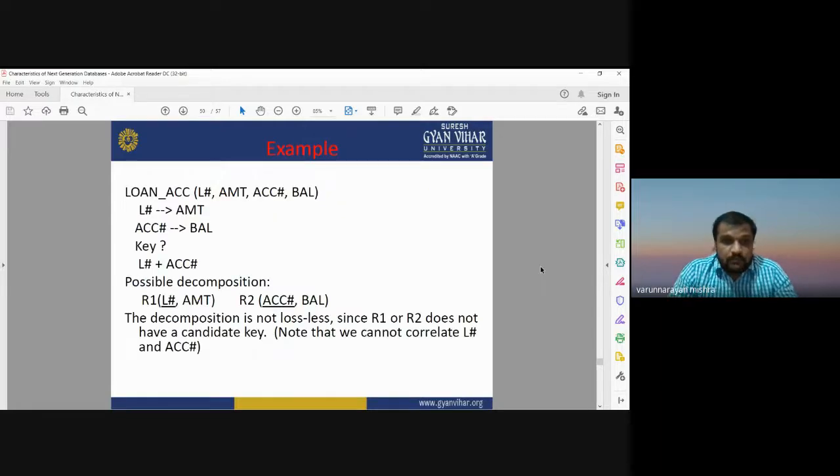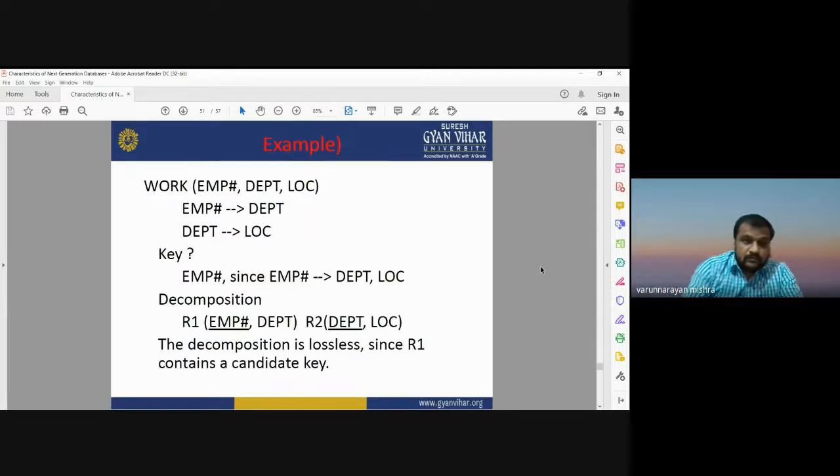This is an example of a table with loan information, having loan number, account number, and some balance. The possible decomposition may be relational table 1 having loan number and amount, and relational table 2 having account number and balance. So the decomposition is not lossless since R1 and R2 do not have a candidate key. It is important to note that we cannot correlate the loan number and the account number.